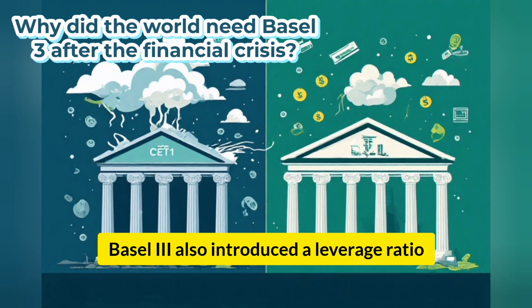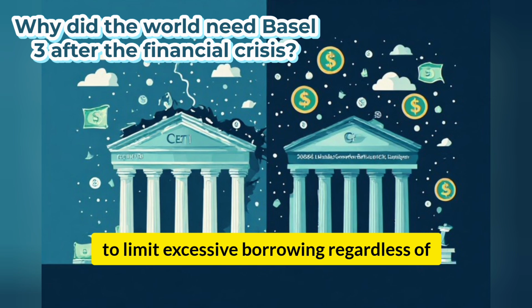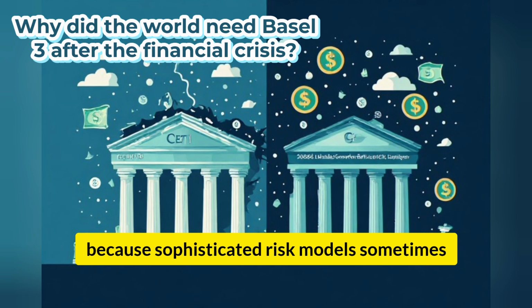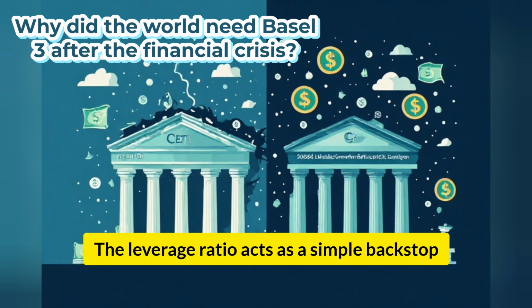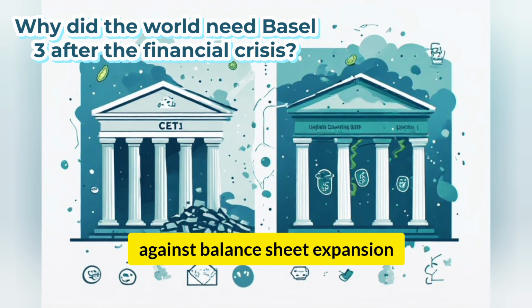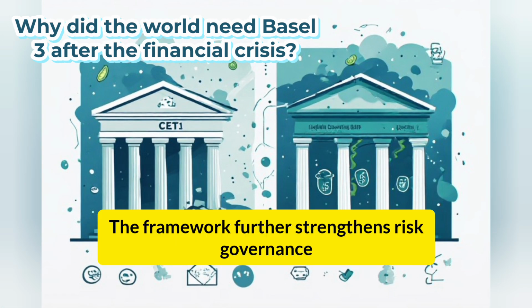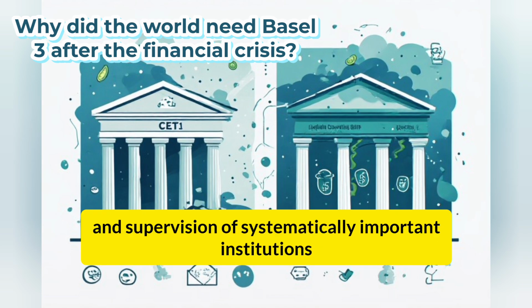Basel III also introduced a leverage ratio generally set at a minimum of 3% to limit excessive borrowing regardless of risk weight calculations. This is important because sophisticated risk models sometimes underestimate actual risks. The leverage ratio acts as a simple backstop against balance sheet expansion. The framework further strengthens risk governance, stress testing, disclosure requirements, and supervision of systemically important institutions.